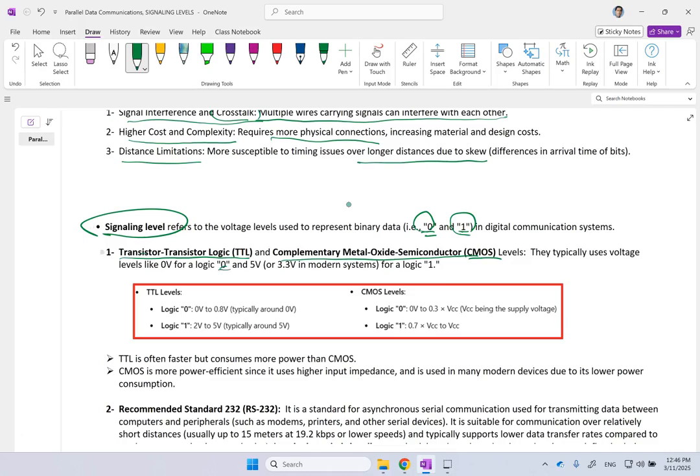So 0 volt is typically used for logic 0, and 5 volts, or if it's 3.3 like RPi, then you can use that for logic 1. For TTL and CMOS, you see that it's very similar. Logic 0 is 0 to 0.8 here, and 0 to 0.3 there. That range is considered 0. And then a range from 2 to 5 is typically considered logic 1. And basically from 0.7 VCC to VCC is considered logic 1. So for instance, if your VCC is 5, something like 3.5 to 5 is considered logic 1.